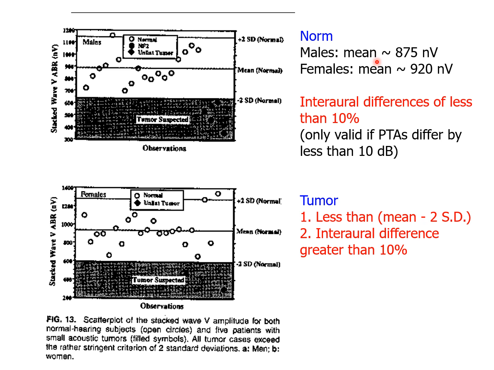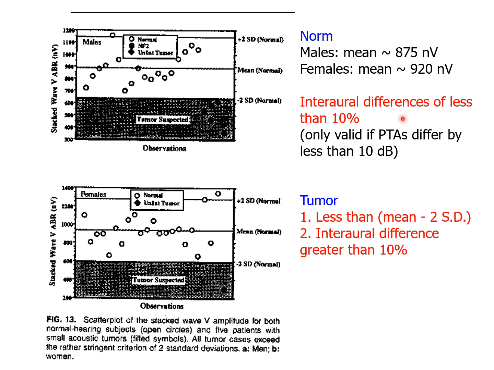stacked ABR wave 5 amplitude is about 875 nanovolt, and for females, the mean stacked ABR wave 5 amplitude is about 920 nanovolt. There's no need to memorize these two numbers. It's just the numbers coming from studies and listed on a book figure. And also, if you look at the interaural differences for these patients, which data are not shown on the figure, they are less than 10%.